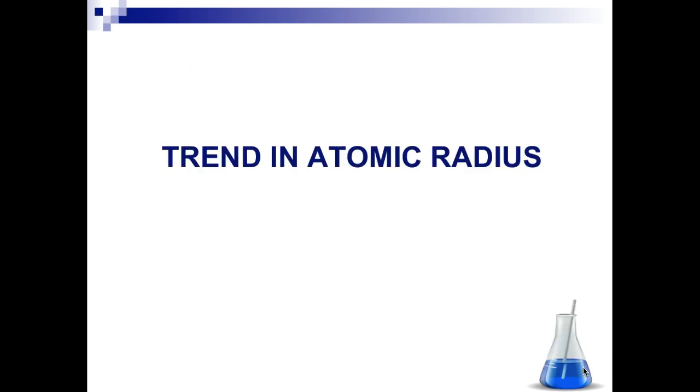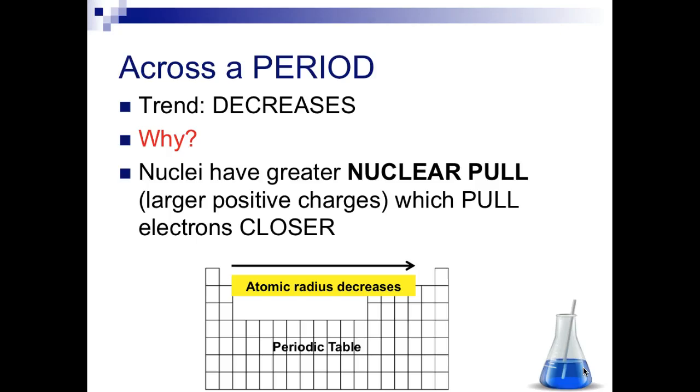So what is the trend in atomic radius? Well, let's talk about going across a period. As you go across a period on the periodic table, the trend actually decreases. Why does this happen? This happens because the nuclei have a greater nuclear pull, and that's because there are large positive charges in the nucleus. Remember, protons and neutrons are found in the nucleus of the atom. Protons are positively charged, neutrons have no charge, so the positive charges outweigh the neutral charges, and they're going to pull those electrons closer. So as we go from left to right across the periodic table, across a row or a period, the atomic radius is going to decrease.